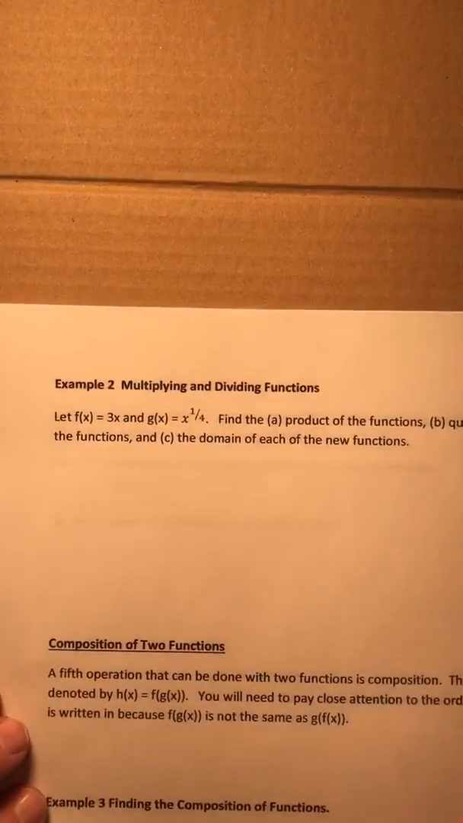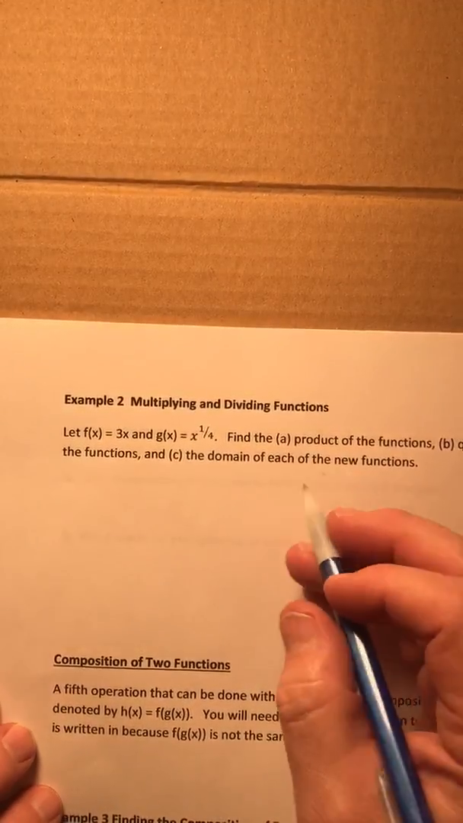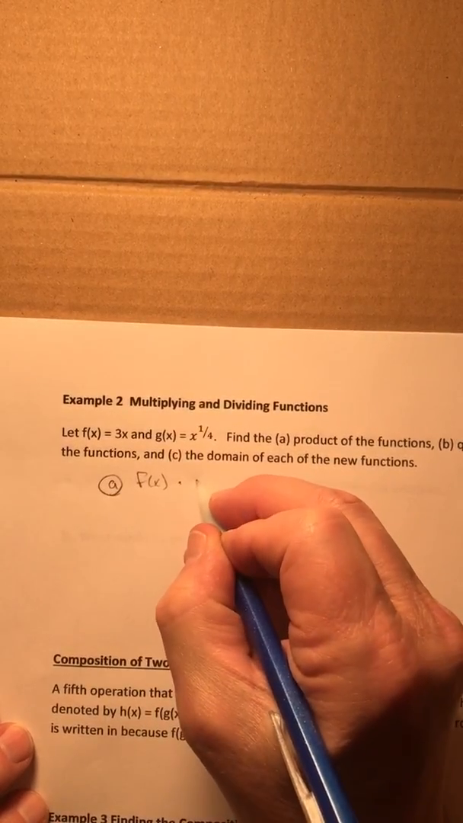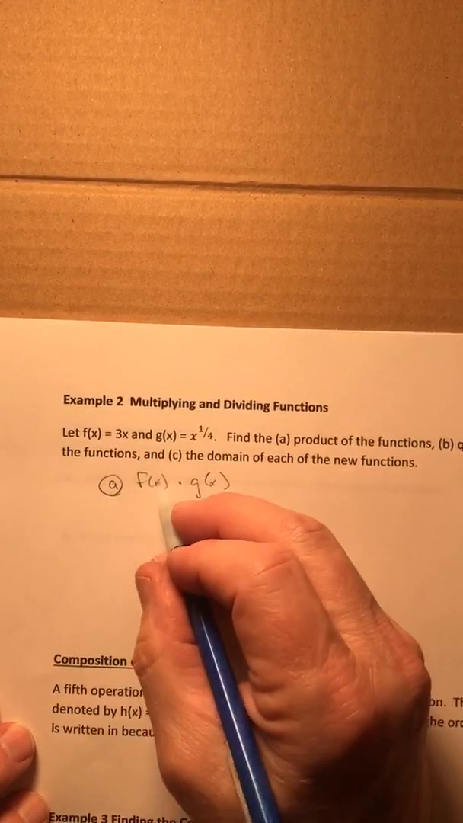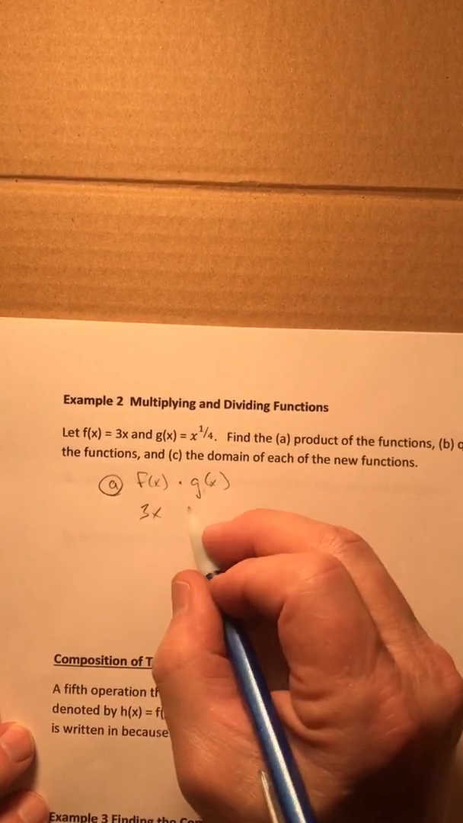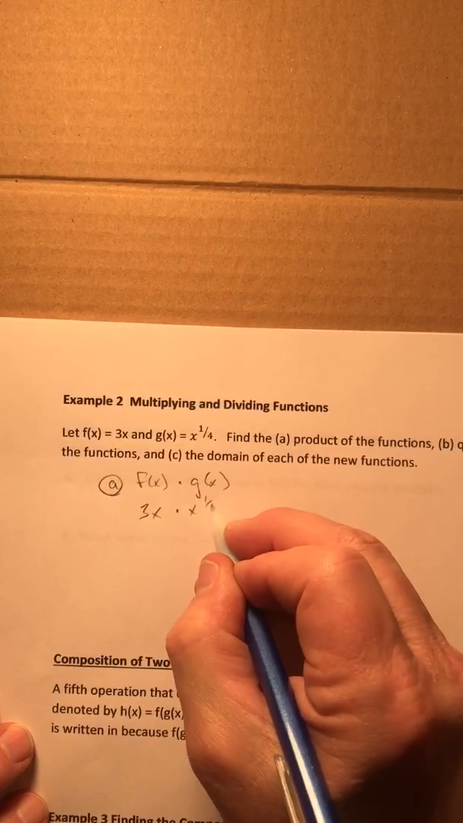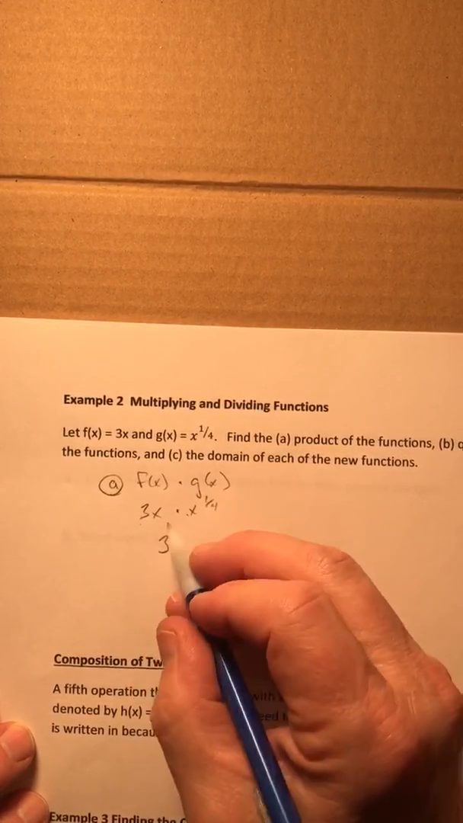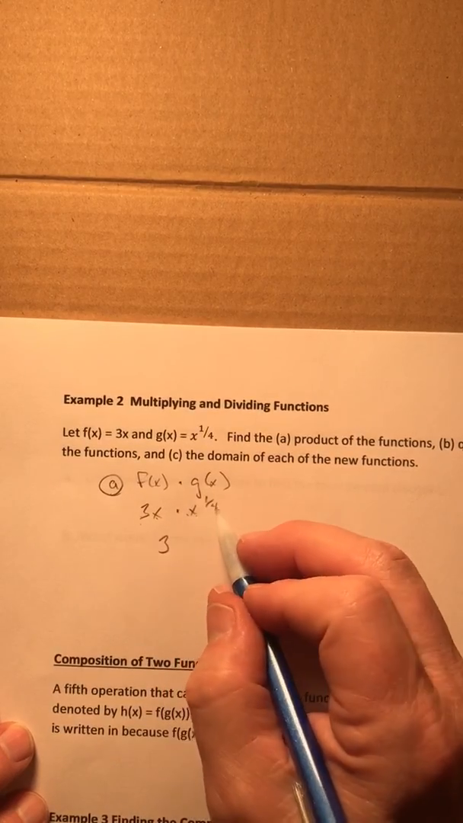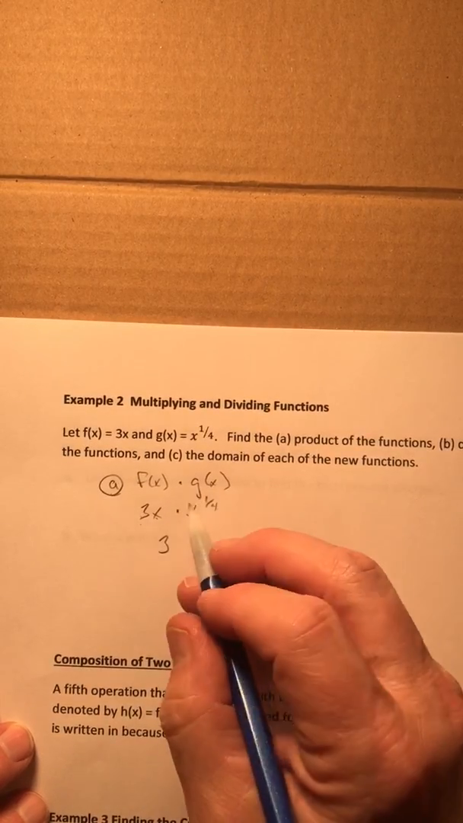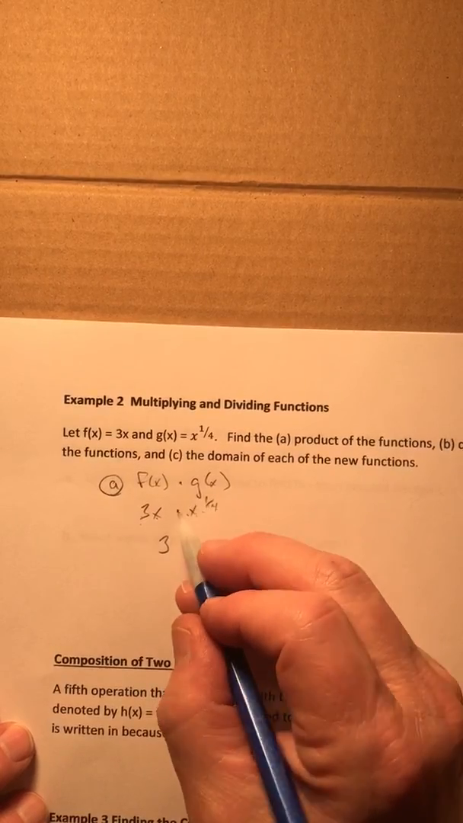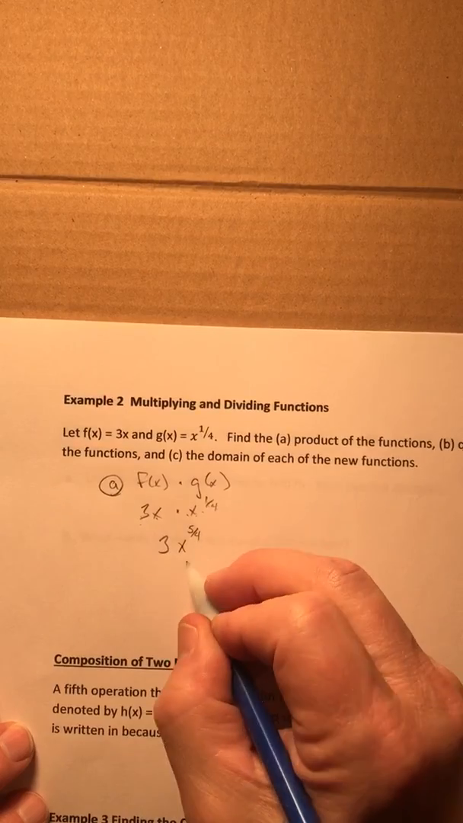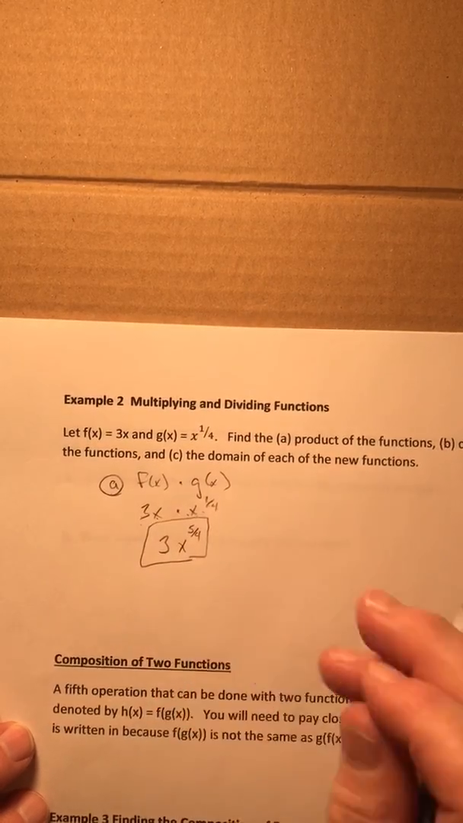Now we're going to multiply and divide. For a, we're going to do multiplication: f of x times g of x. We have f of x, which is 3x, times g of x, which is x to the 1/4 power. Multiply the numbers: 3 times 1 gives us 3. And x times x to the 1/4 power: remember, we're multiplying, so we add. We get 1 1/4, which is 5/4 power. So we get 3x to the 5/4 power.